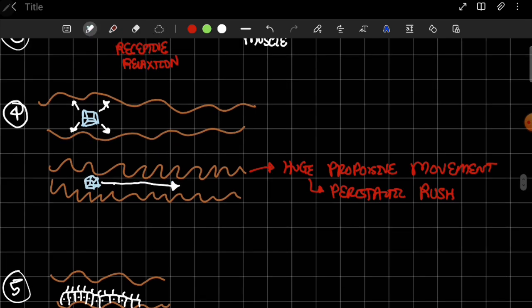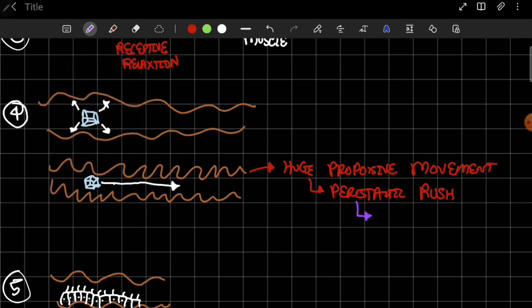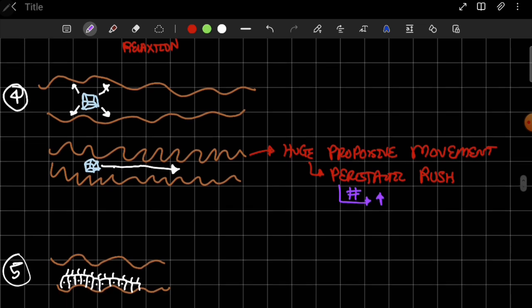And this peristaltic rush has one clinical approach. If the peristaltic rush increases, just a second, I will write this sign, symbol, some defect. So if this peristaltic rush increases maximally, this is the reason for diarrhea.